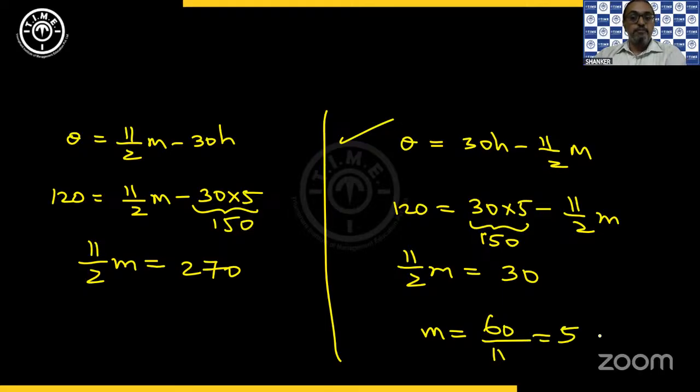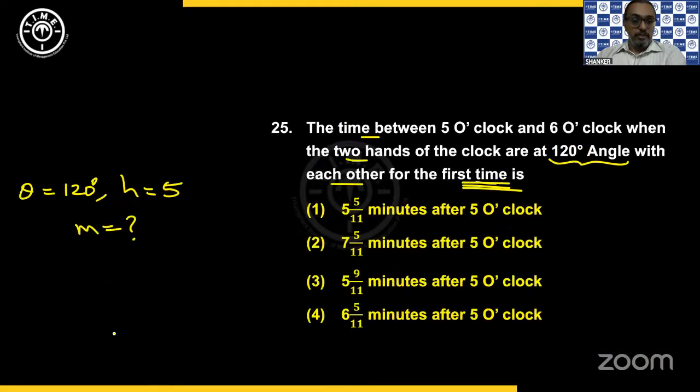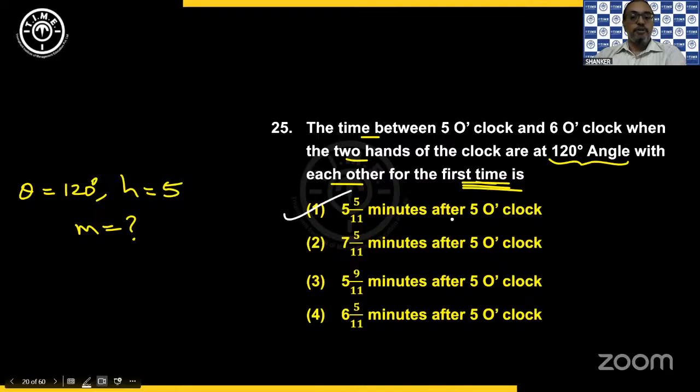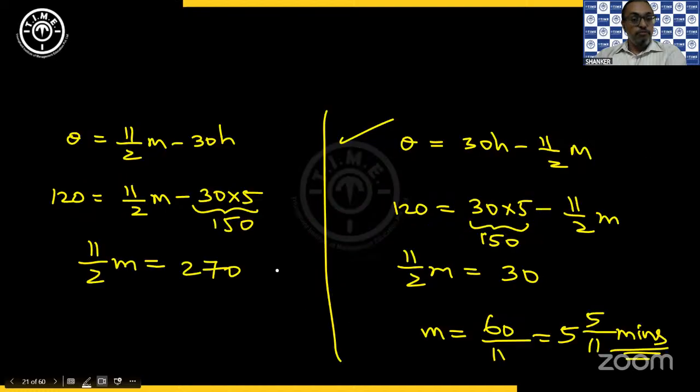So what is 60 by 11? 11 goes 5 times 55. Balance is 5. So 5 by 11 minutes. So after 5, at 5 by 11 minutes. And it is given to us in the first option. After 5, at 5 by 11 minutes. What will be the other occurrence?